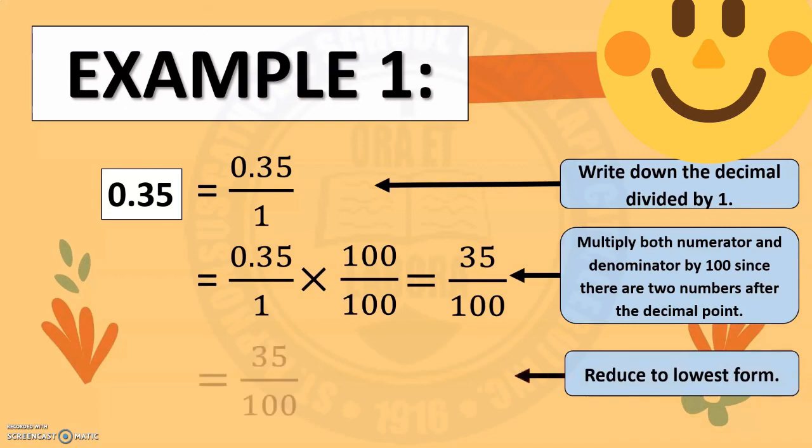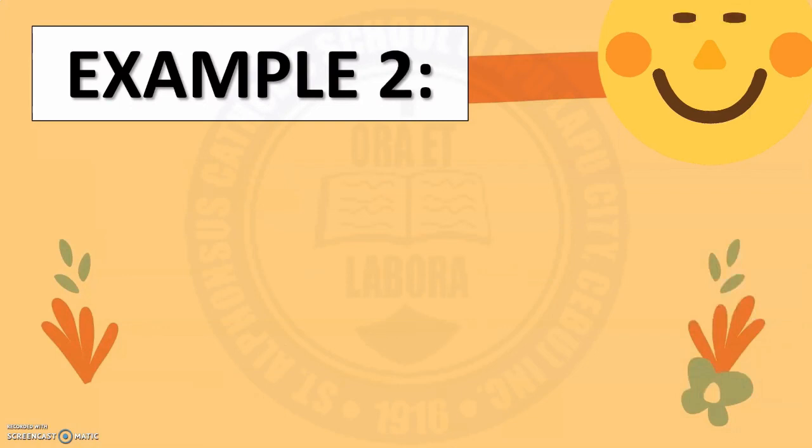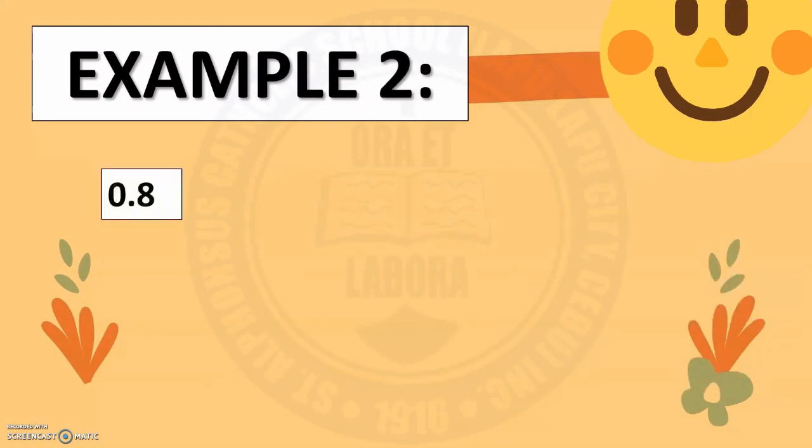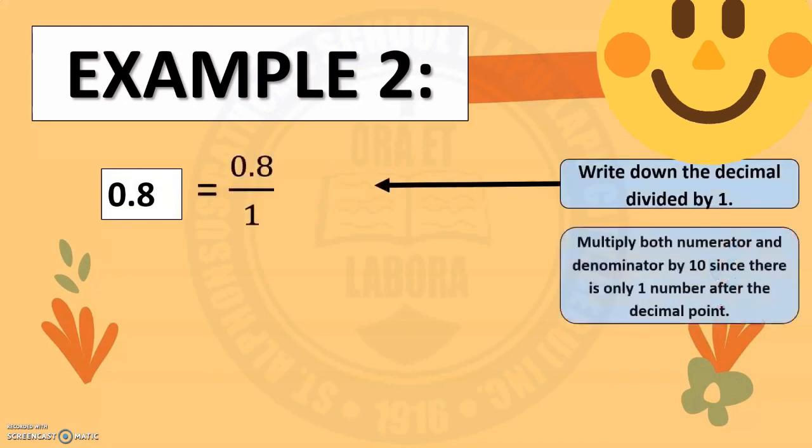Now, the last step, let's reduce the fraction 35 over 100 to simplest form. So this will become 35 over 100 divided by 5 over 5. 5 is their GCF. So 35 divided by 5 is 7, and 100 divided by 5 is 20. 7 over 20 is already in simplest form. Example number 2. Let's express 0.8 into fraction form. Again, step 1, let's write down the decimal divided by 1. Step 2, multiply both numerator and denominator by 10 since there is only one number after the decimal point.